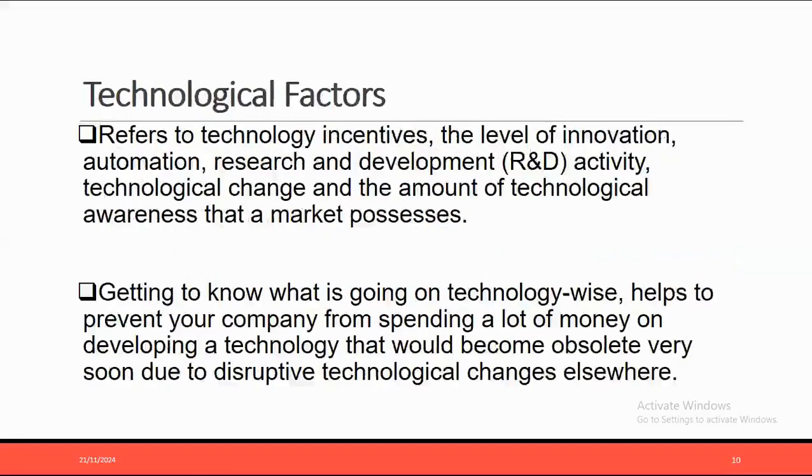Then you talk about the technological factors. The technological factors refer to technology, basically. So it refers to technology incentives, the level of innovation, automation, research and development activities. Okay, technological change. Remember that technology is always changing. There are new upgrades every time. So technological factors focus on the technological change and the amount of technological awareness that a market possesses.